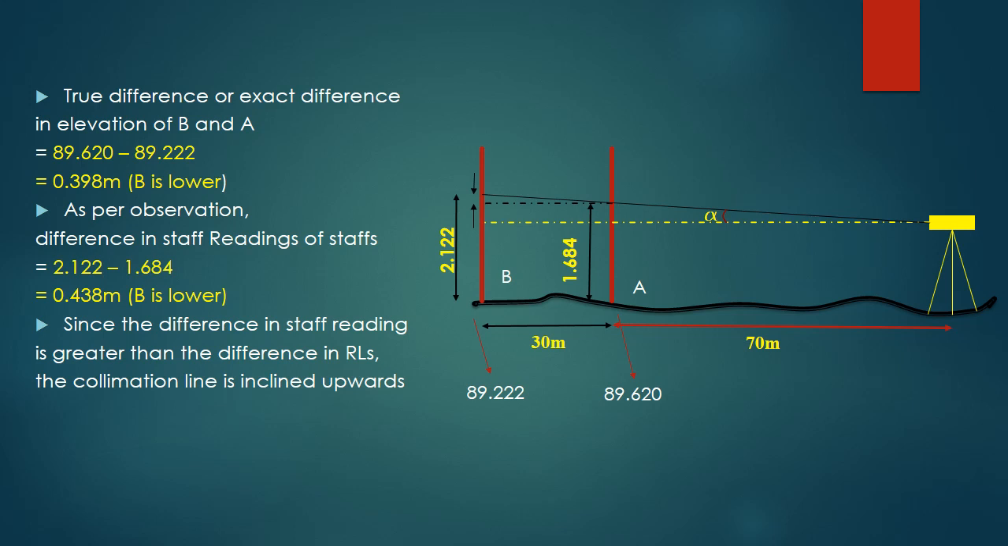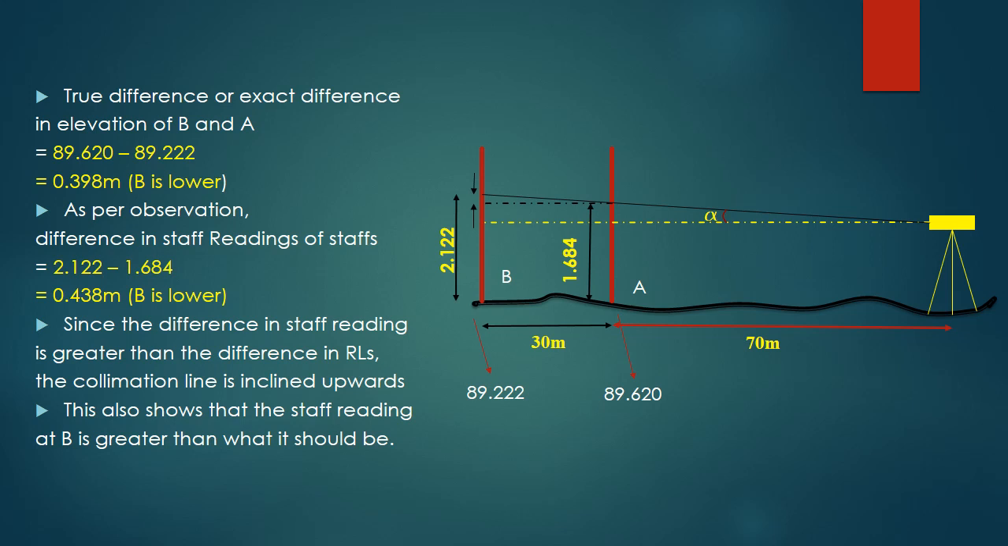Now if we compare the difference in the staff reading and the true difference, the difference in the staff reading is slightly greater than the true difference. So now we have an idea that our actual line of sight, or the line of collimation, is inclined upwards.